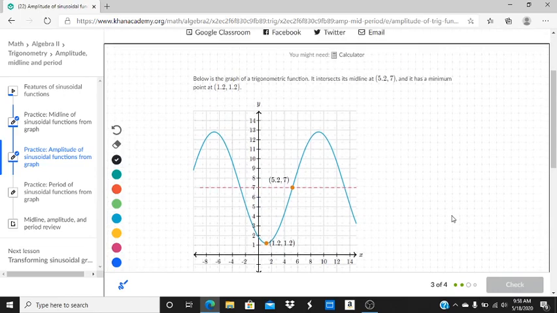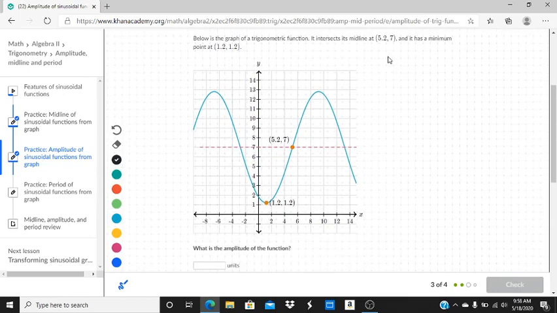All right, so we have another trig function. We have the midline coordinates. So the y coordinate of the midline is 7, and the minimum is 1.2. So again, the amplitude is going to be the vertical distance on the graph. So it's going to be the change in y values from the midline to the minimum, or from the maximum to the midline.